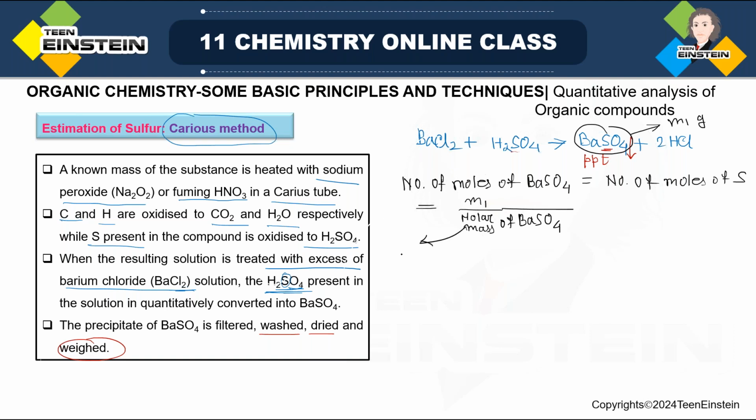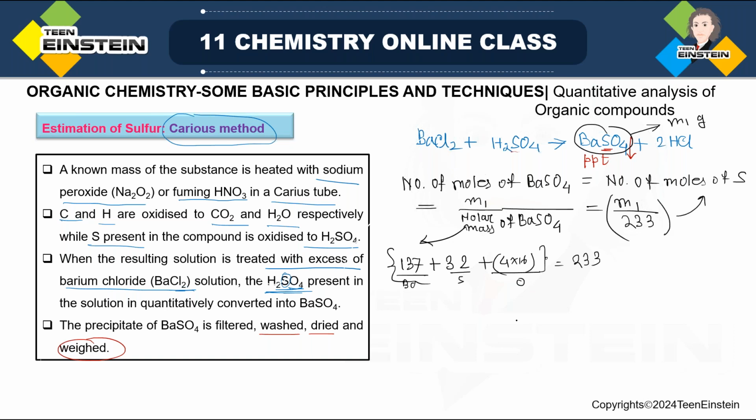How will we calculate the molar mass of BaSO4? For one barium atom, it will be 137, plus 32 for sulfur, and there are a total of 4 oxygen, so 4 into 16. If we do this calculation, we get the molar mass, which is 233. So m1 divided by 233 is basically the number of moles of sulfur. Once we know this, the next steps are simple.